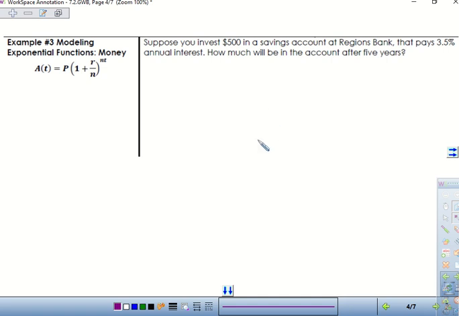So what we're going to go through is identify all of the variables in the problem. So suppose you invest $500. If you invest $500, is that how much you're starting with or ending with? Starting with. Good. So your P is going to be 500. So P is always what you start with. In a savings account at Regions Bank that pays 3.5%. If something is paying, is it growth or decay?